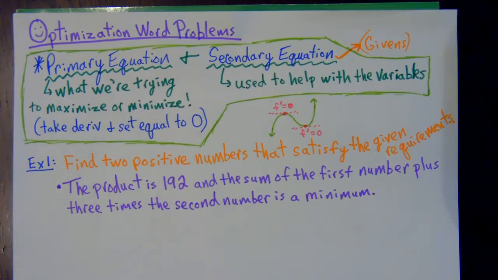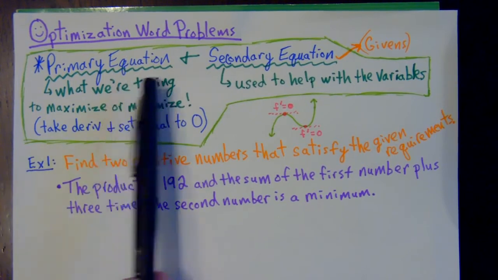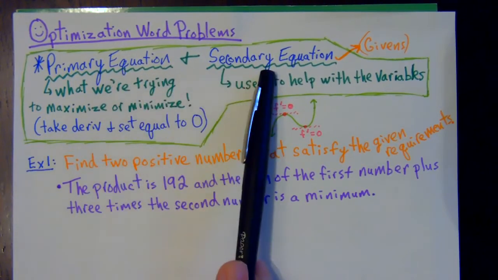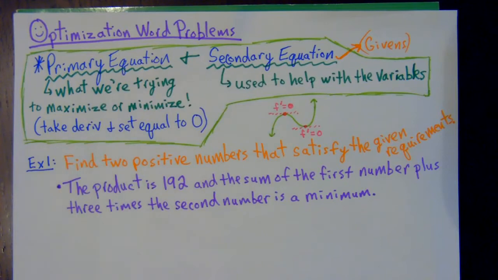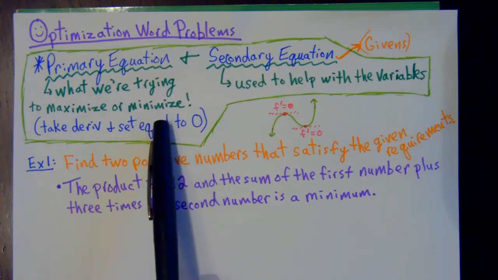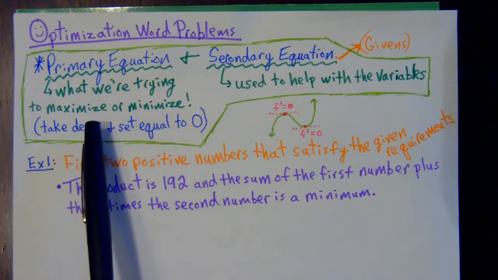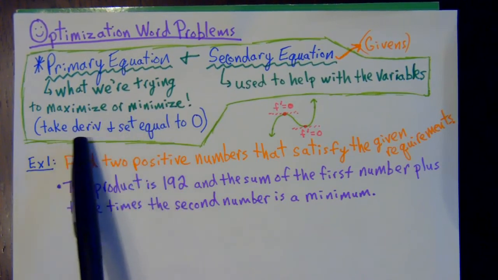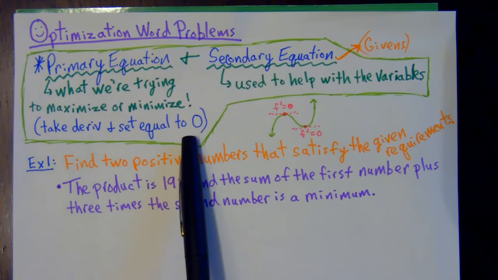And we got a lot of support, a lot of videos here for you to help us out. Most of these problems involve two equations, a primary equation and a secondary equation. The primary equation is what you're trying to maximize or minimize. Like if you're trying to maximize a profit, whatever your profit equation is, that's your primary equation, right? If you're trying to minimize a cost, that's your primary equation. And that's the equation that we're actually going to take the derivative of and set equal to zero.